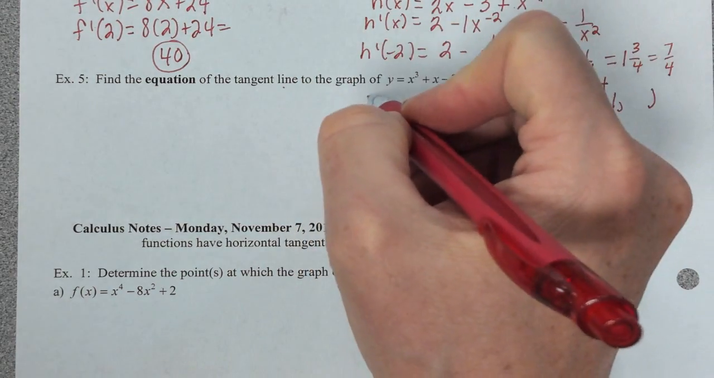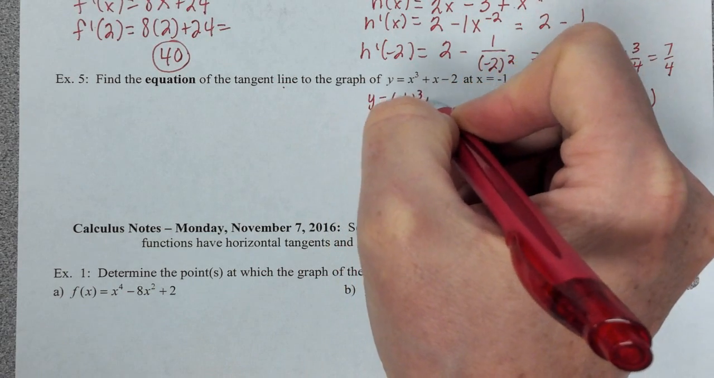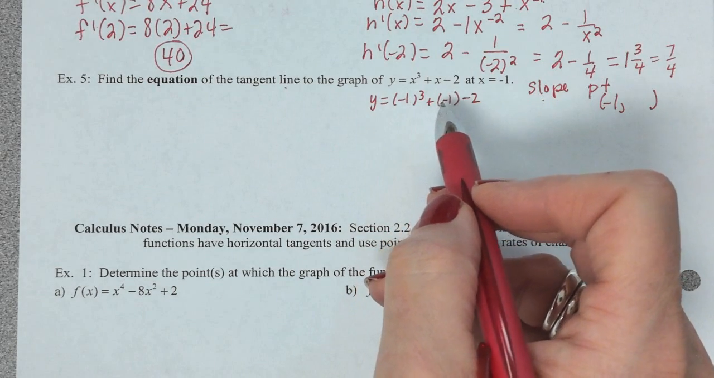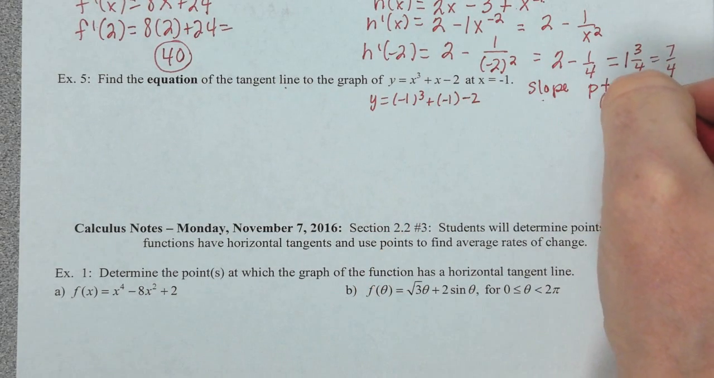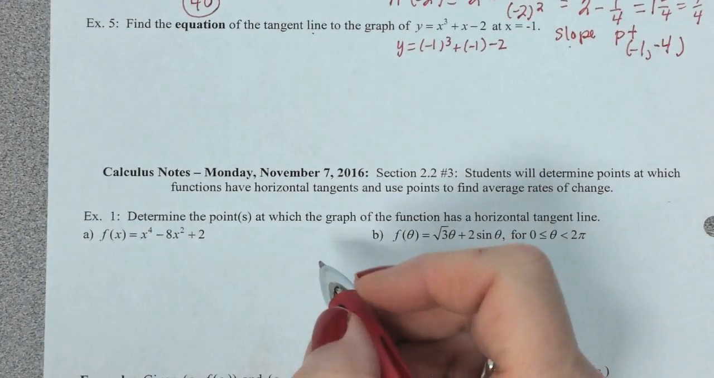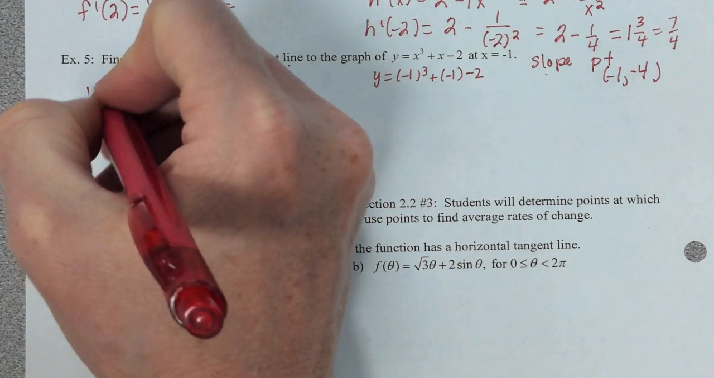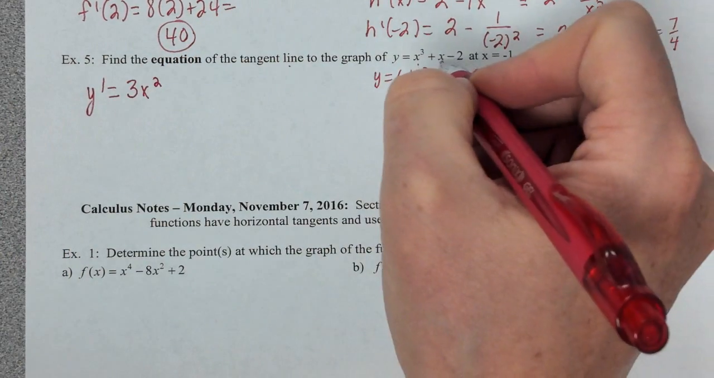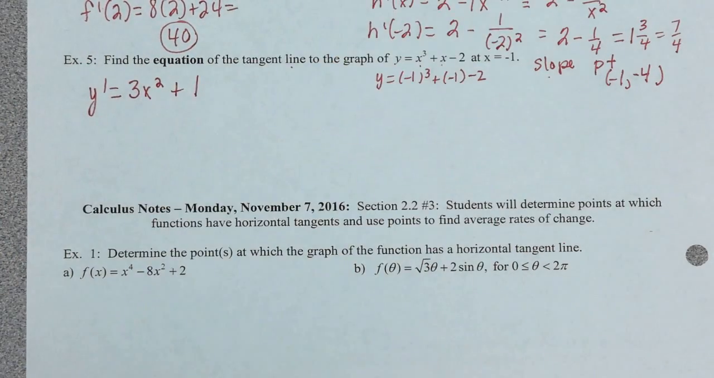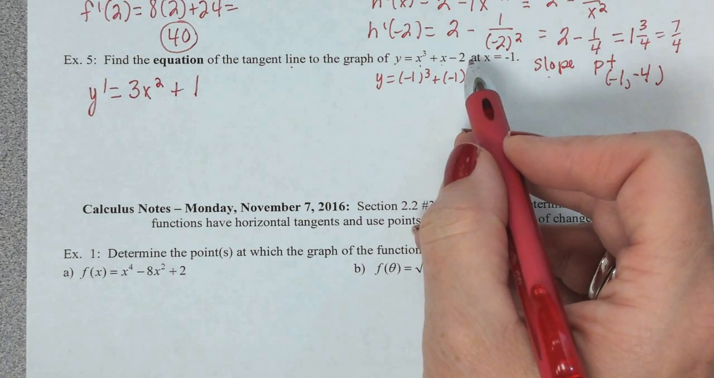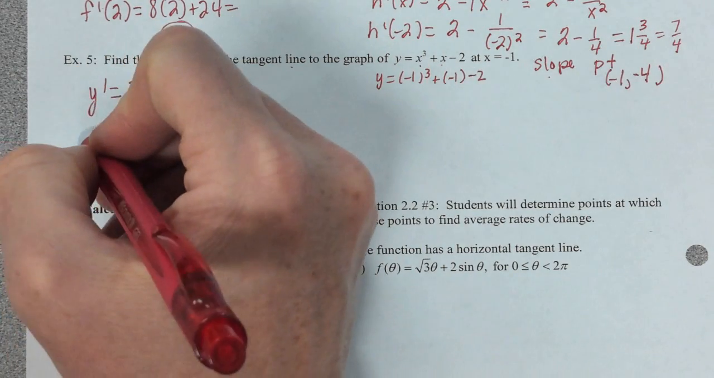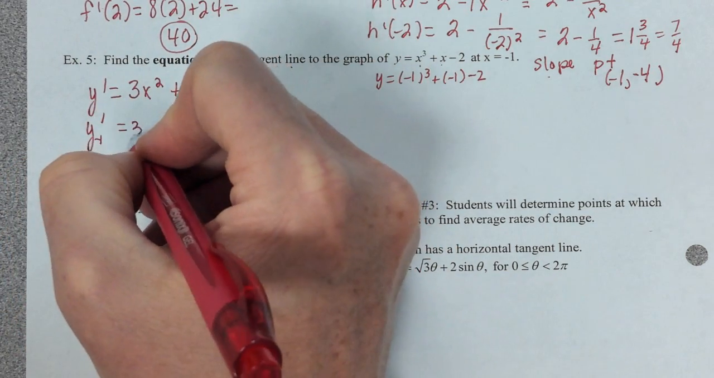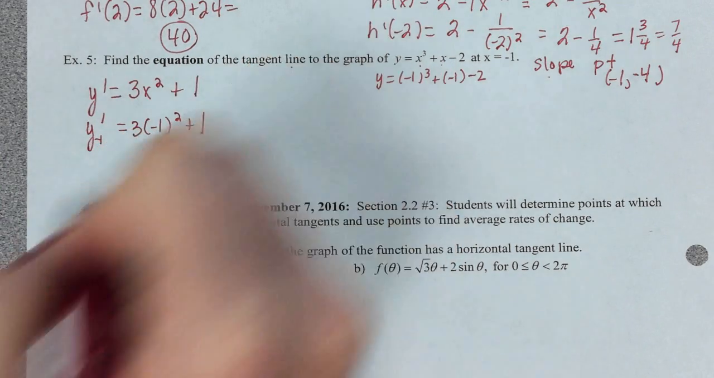How do I find it? Plug it in. So y is going to be -1 to the third plus -1 minus 2. So that's going to be -1 minus 1 minus 2. That's -4. So now I'm ready to find the slope by finding the derivative. So the derivative of x to the third is 3x squared. The derivative of x is 1. The derivative of -2 is 0. So now I have to find y prime of -1. So I'm going to plug in -1 into my slope.